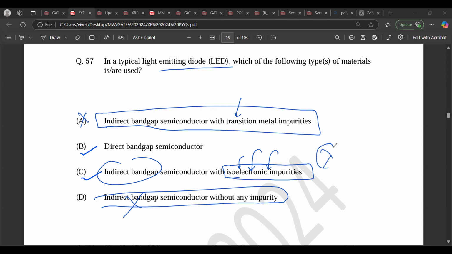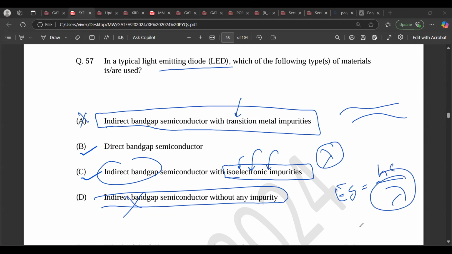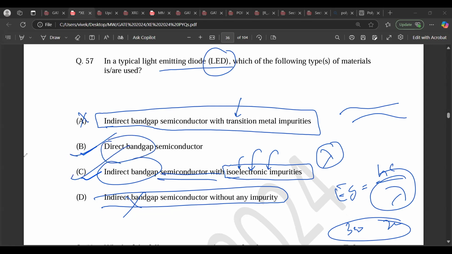If you can tune the wavelength or band gap, you can bring this E_g within the range of particular lambda, from 300 to 700 nm. That is the visible light, which is where we need the emission of light, or LED. That you can do, that we just learned. So this is true, and of course direct band gap is one question that is already there.